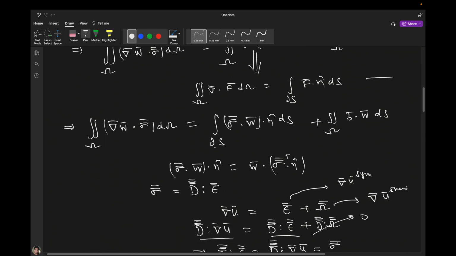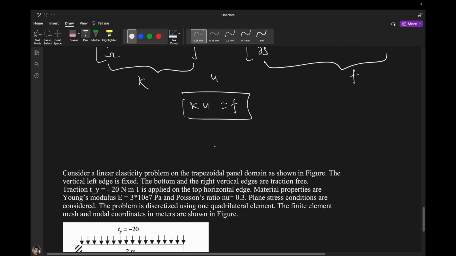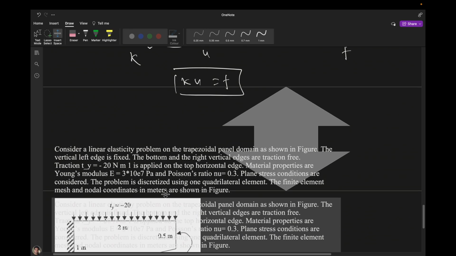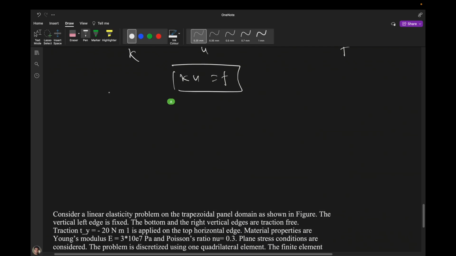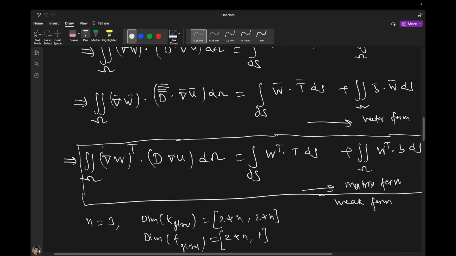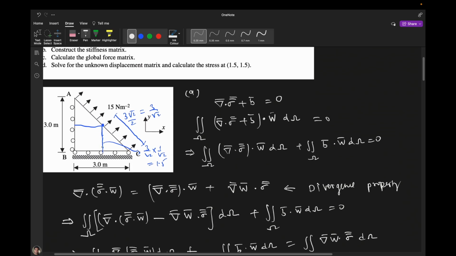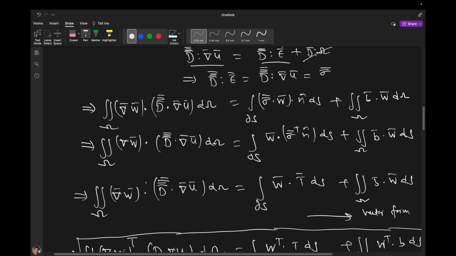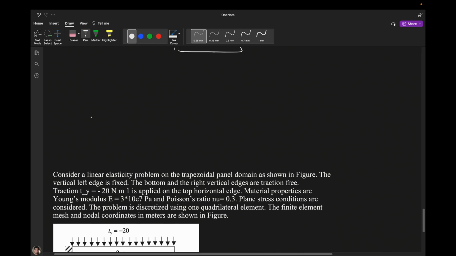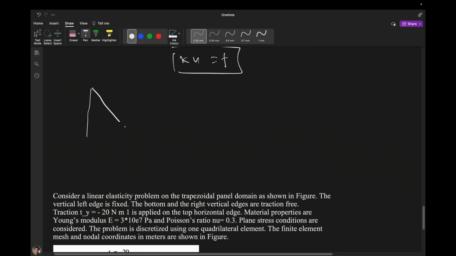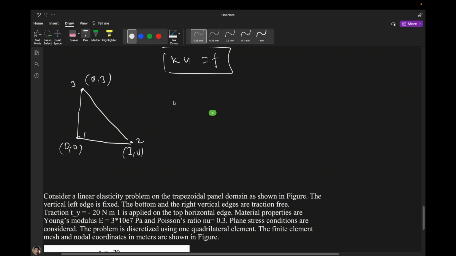Now it is saying to construct the stiffness matrix. So first we need to find the shape function. Okay, so what is the shape? Shape is a triangular 3 3 3. Here the shape is something like this. So this is the 0 0, this is the 3 0, and this is the 0 3. So here we have to find the shape function.